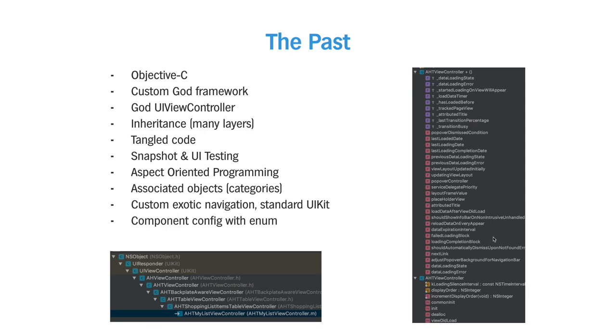Associated objects. I didn't know what it was before I came here, but it means that you add variables to a class in a protocol. So it's a hack. It's a hack that, well, pretty much you call some C functions to add stuff to a class that shouldn't be there. It kind of works, but it's nasty.